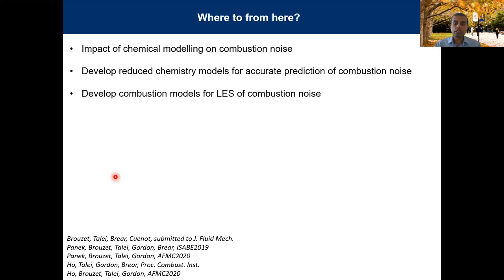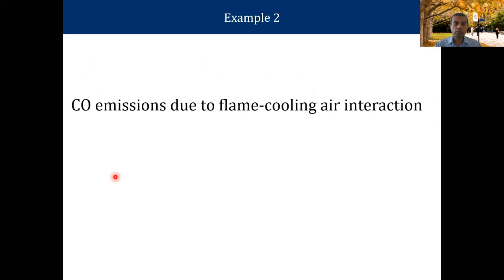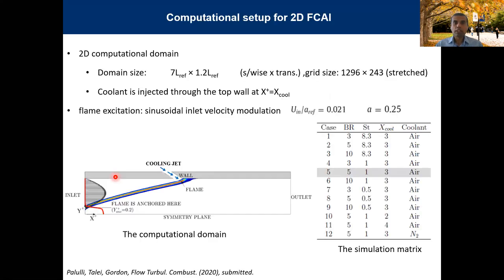So these are the works that are in progress, and some of them have been submitted to relevant journals. So example 2, now I'm going to talk about CO emissions due to flame cooling air interaction. All right, so you can see the signature of the first problem here.